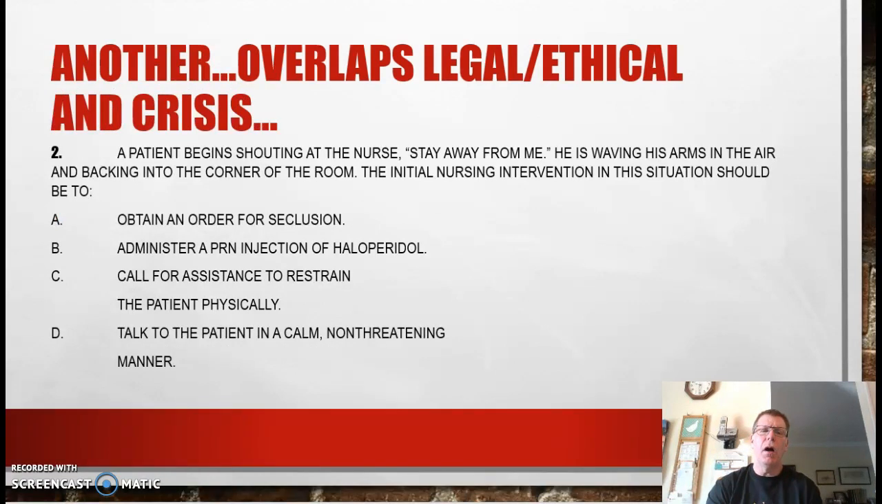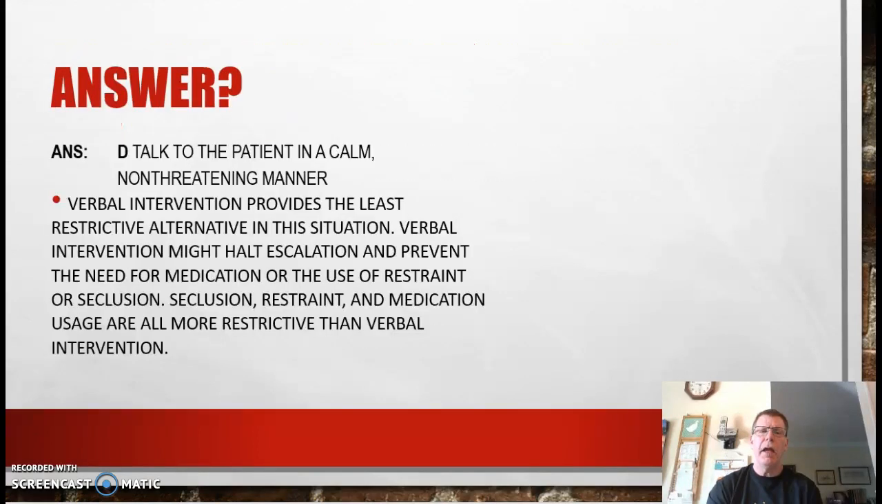Legal ethical question related to crisis then too. Patient begins shouting at the nurse, "Stay away from me." He's waving his arms in the air and backing into the corner of the room. The initial nursing intervention in this situation should be, look at the responses, pause your video. And the real essence of what we do is least restrictive, and that's going to be a theme in a lot of questions. So talk to the patient in a calm, non-threatening manner.